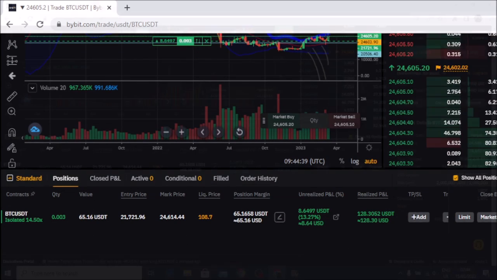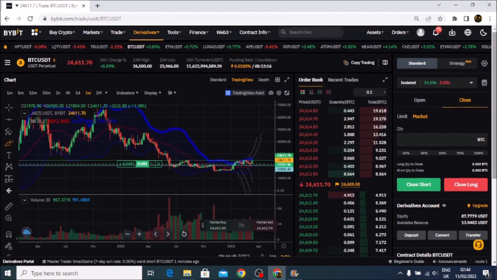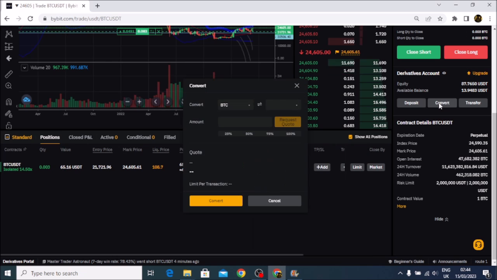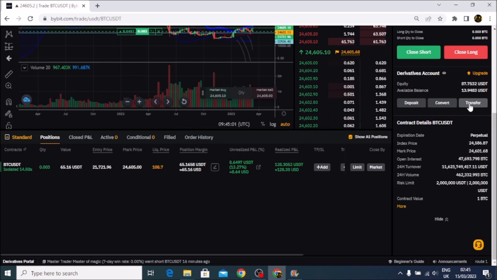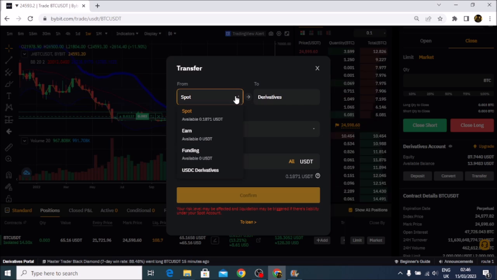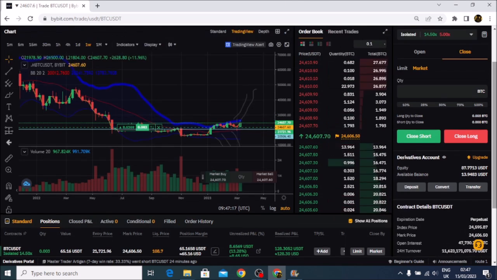If at all you need to see everything, of course you can come here and see how everything is set. If you want to deposit your amount, you can come here and deposit. If you want to convert from BTC to any other coin that you selected, you can come here, and once you convert, your money will be here. If you want to transfer from one account to another, maybe from spot to derivatives, you select where you expect the amount to be, you select derivatives, then you select the amount that you want, then you confirm, and your money will be here automatically.